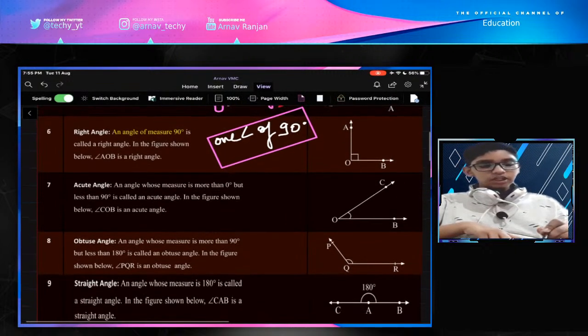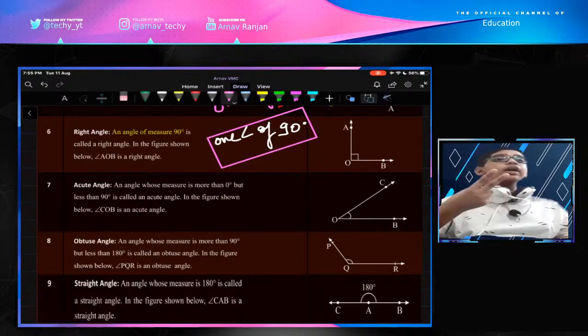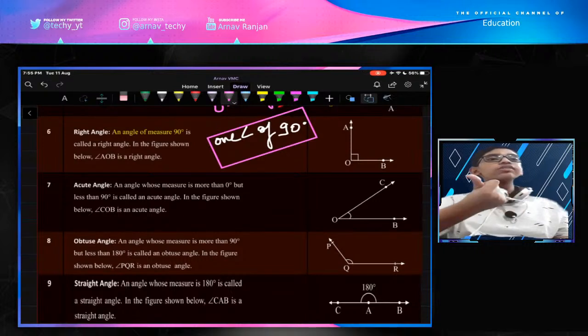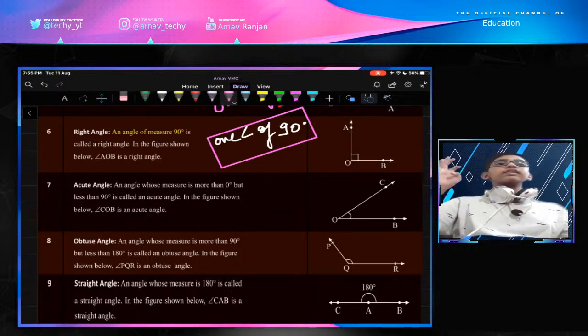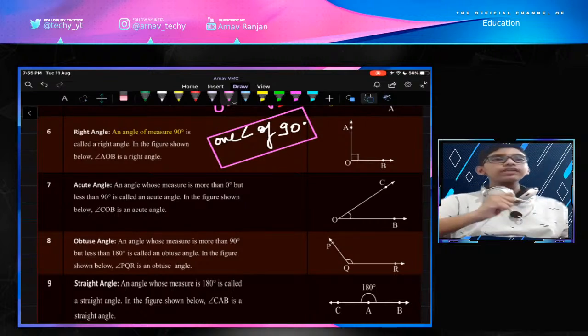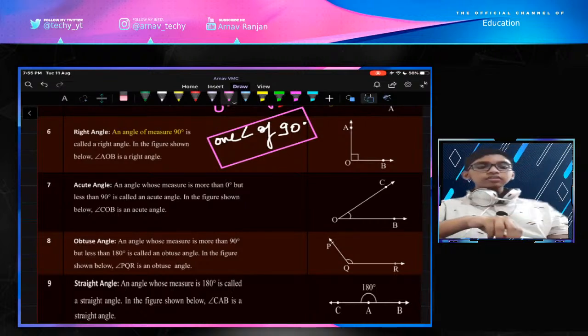If there are many angles or more than one angle, it will be either a straight angle, a complete angle, or a reflex angle. Many types of angles are there. You will study all of these in today's class.